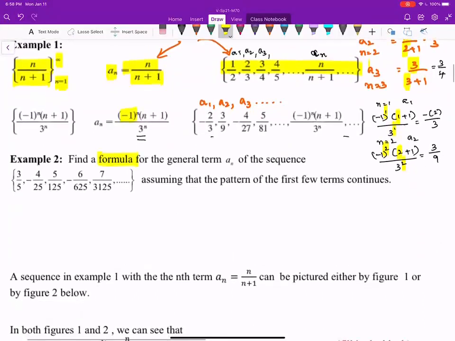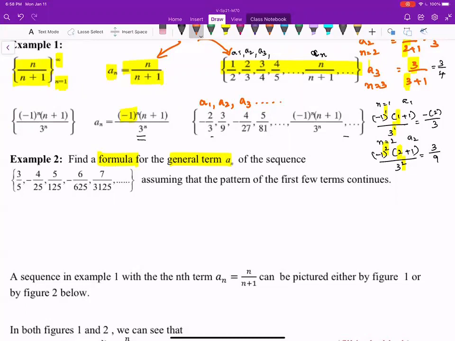Find a formula for the general term an of the sequence. So we are going to look at the terms and come up with a generic expression for this. If you look at the first terms alone, the first term numerator starts with 3. The second term is 4. Looking at only the numerical value: 3, 4, 5, 6, 7, and so on.